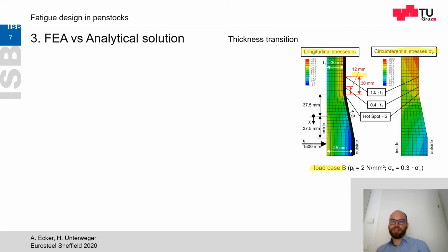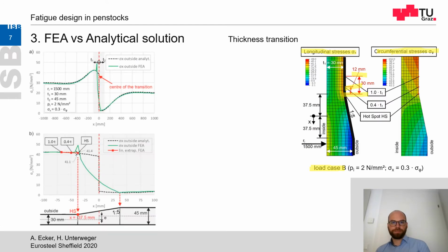Here you can see the extrapolation for the structural stress. And these stresses on the outside of the pipe are compared with each other. Here in this diagram, you can see the longitudinal stresses on the outside of the analytical solution, and you see the stresses on the outside of the finite element analysis. Now this gray area is shown in detail in the diagram underneath.